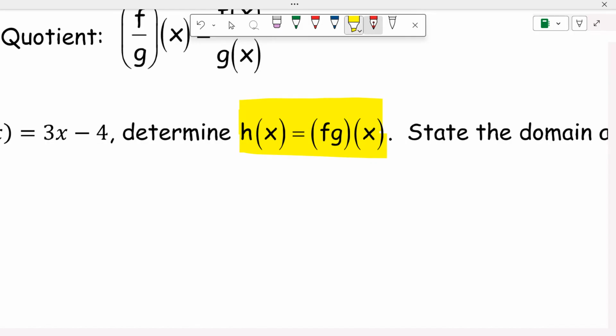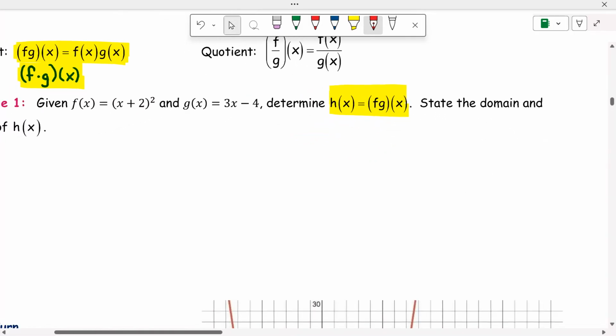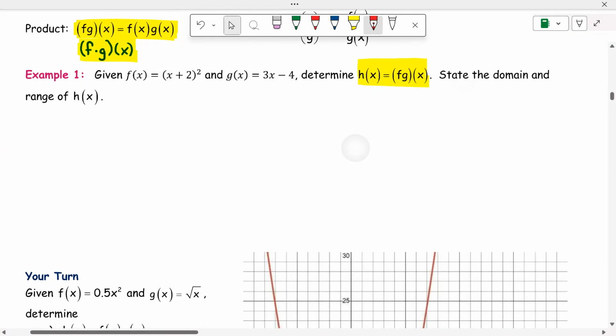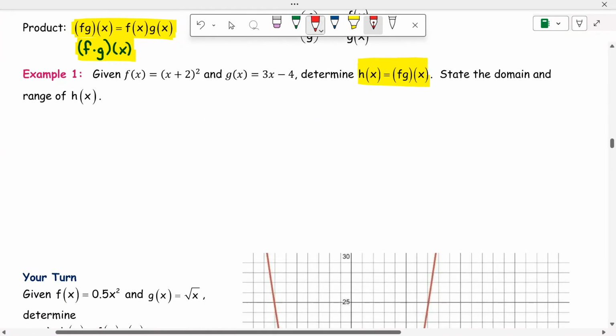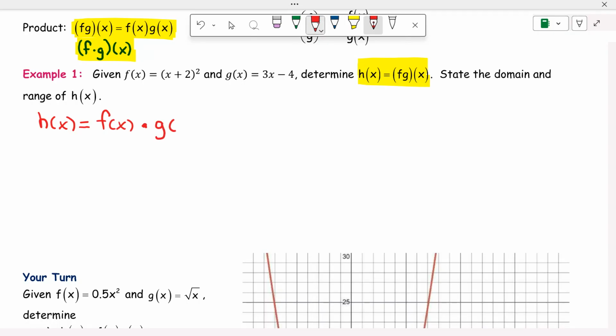So I'm just going to, you know me, I'm going to be very detailed on everything I write. So that highlighted piece right there means we are going to find our new h function. So to find our h function, right, our h function equals, we're going to take our f function and times it by our g function. Obviously, you would not have to write that step, right? The highlighted piece is telling us to do that. So you can go right to step number 2, right?